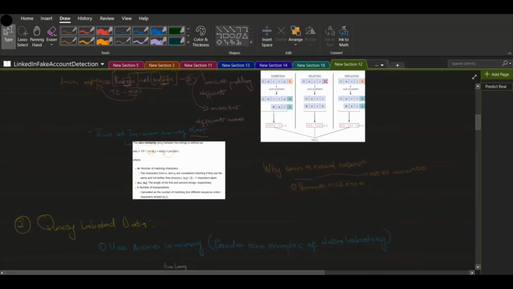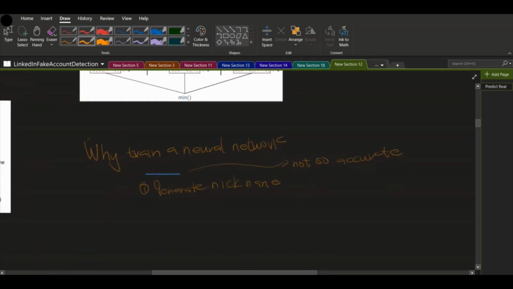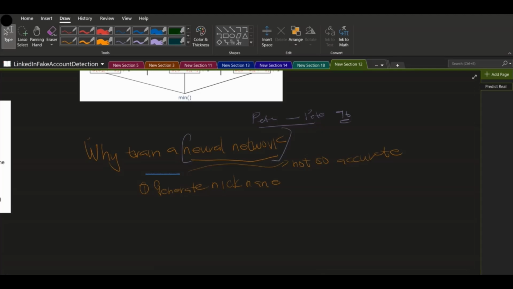But the point, guys, is that the reason I talk about these algorithms was just to say, let's get our data to be accurate. And some of you might be like, yeah, but these algorithms look like they can actually do the work. Why do we still need to train a neural network? I mean, if they can literally match, for example, Peter to Pete with probably 96% accuracy, why do we then need a neural network? So I want to show you why we still need a neural network.